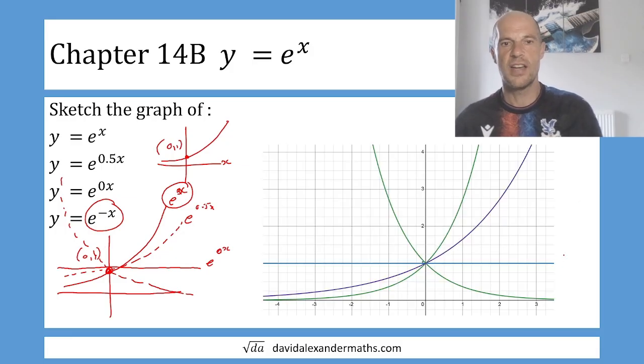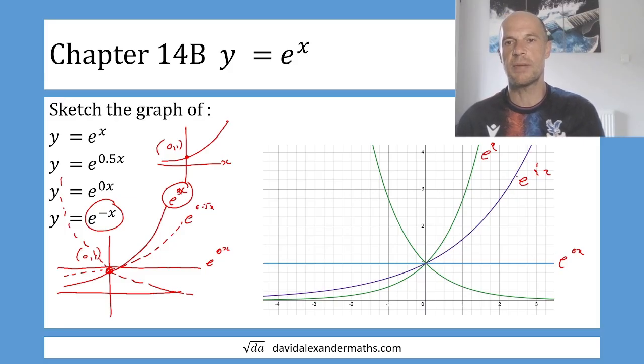Let's use Desmos to look at this a bit more clearly. So this straight line, that is e to the 0x, no problem at all. Okay, so the steeper of these two, that is e to the x. E to the half x is not going up quite as extremely, not quite as steeply. And we can see here that this line, which is a reflection in the y-axis of e to the x, this is e to the negative x.